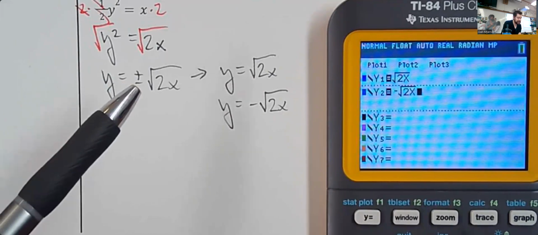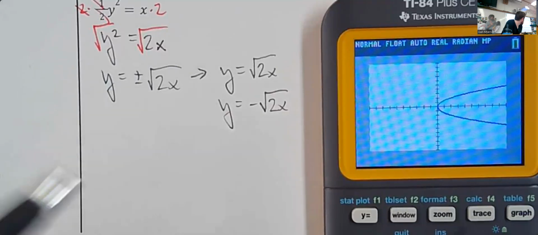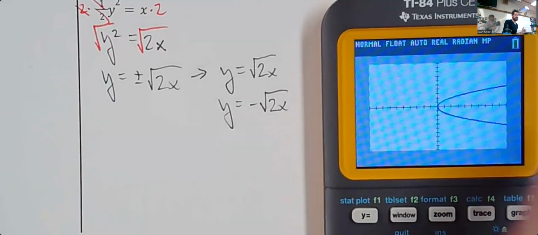And if we graph that, it gives us our 2 separate functions that when put together don't make a function, but they do make a sideways parabola. All right, now we're going to be talking about the domain and the range. So possible values of x here.